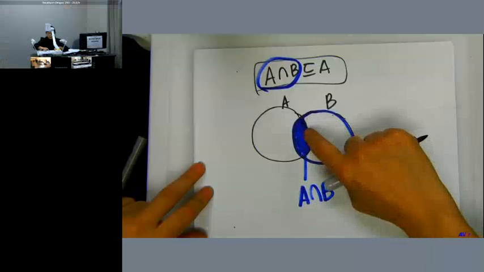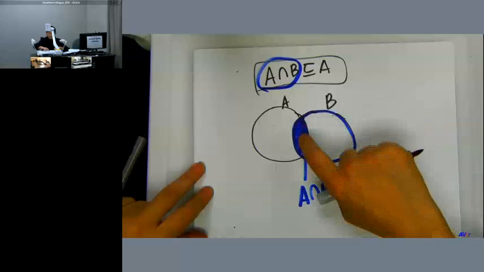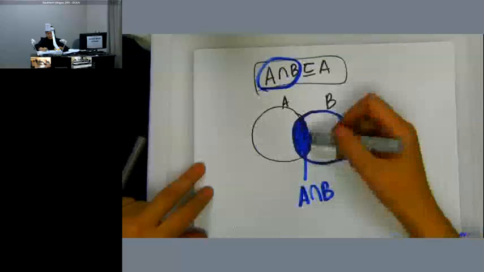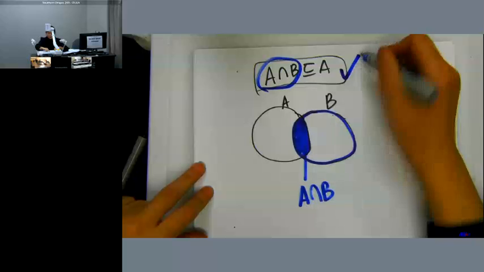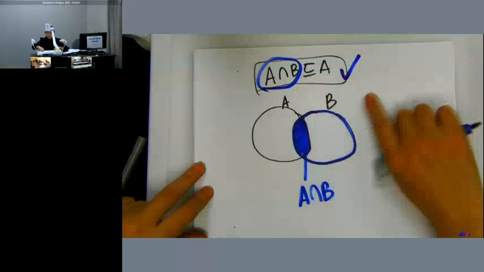And take a look at that. The blue shaded area, is that part of A? Is that containing circle A? Yes, right? It's part of A. So by looking at the graph, this property is very easy, very straightforward.